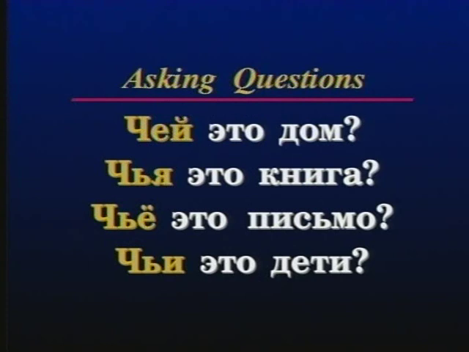And do you remember how to ask questions of the whose-telephone-is-this type? Well, I hope that you do. When it comes to this, we use the interrogative pronoun чей. So let's take a look at these questions. We ask, чей это дом? Whose house is this? Чья это книга? Чье это письмо? Чьи это дети?